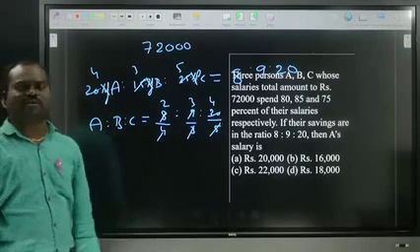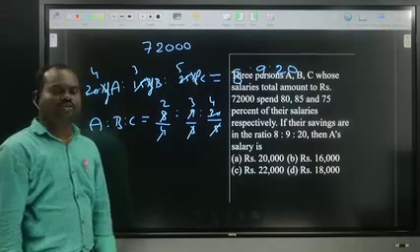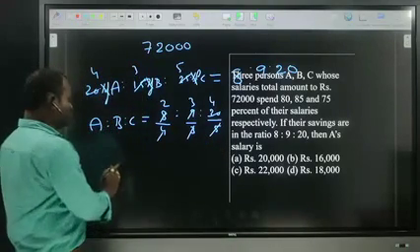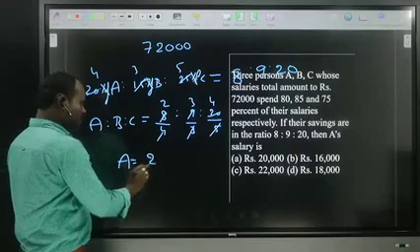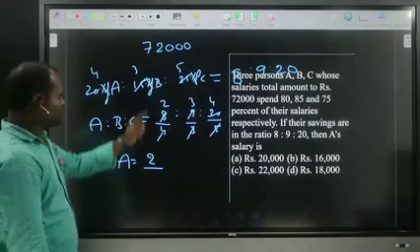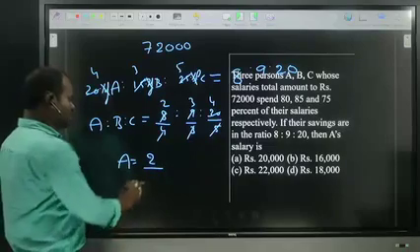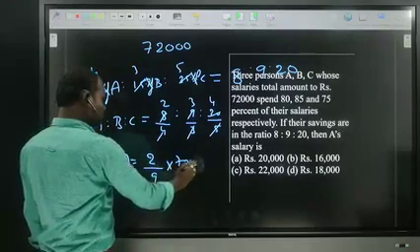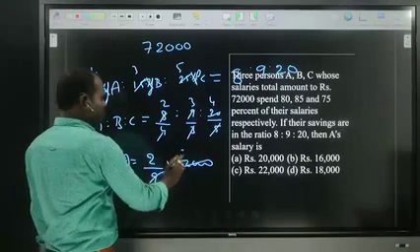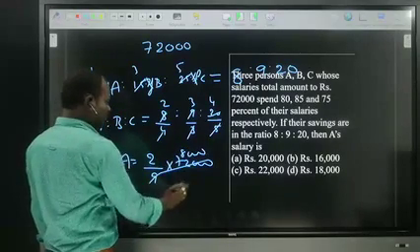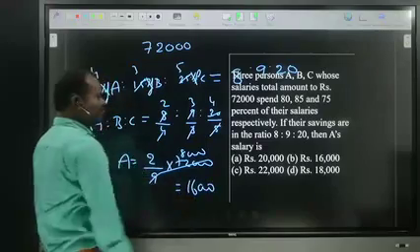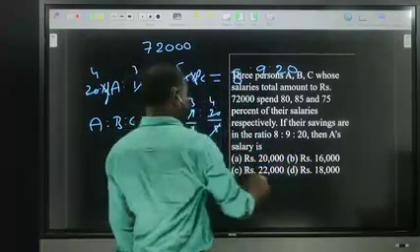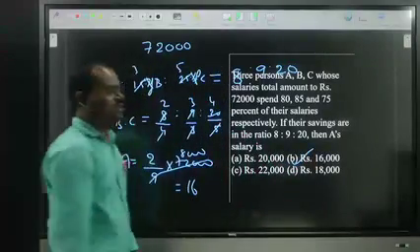Now we have come to the normal format. A is to B is to C ratio is 2 is to 3 is to 4. We require the share of A. A was getting how many parts? 2 parts out of 2 plus 3 plus 4, that is 9, into the total money 72. 9 eighths, 2 eighths is 16. So what is the share of A? 16,000. Is it clear?